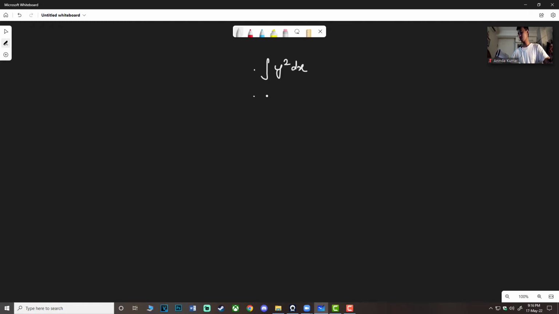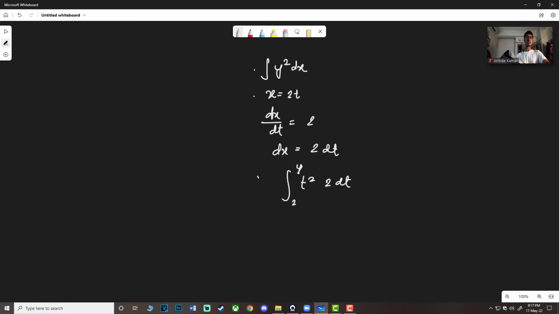Looking at example number 4, we have x equals 2t. So dx by dt equals 2. From there we get dx equals 2 dt. Right. Now integration of y with respect to dx, y we have t square and dx is 2 dt. And the limits, they have told us the limits to be 2 to 4. Please mind it, we will do the same thing, same concept in upcoming examples.